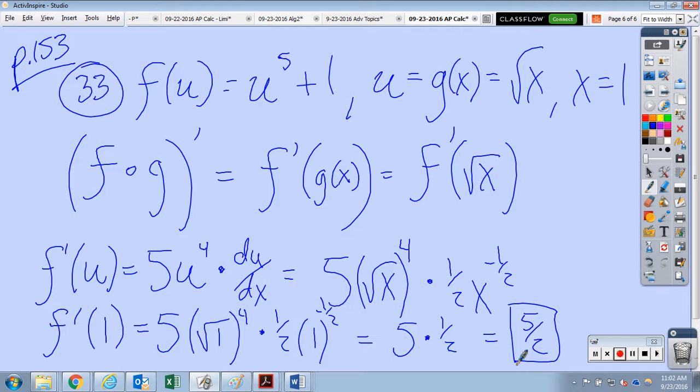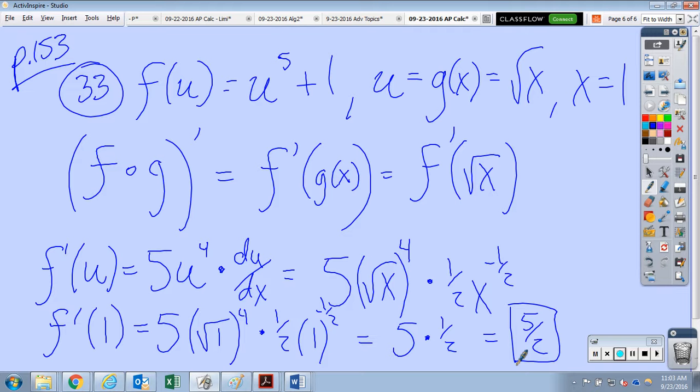I started with x equals 1. Okay, so g of x equals 1. Now hold on. g of x is squared up, so g of 1 is 1. Yes, x equals 1, so g of 1 is 1. So u is 1.